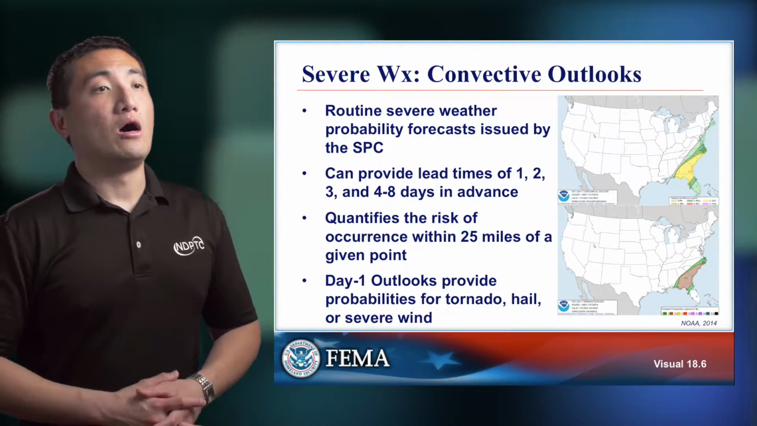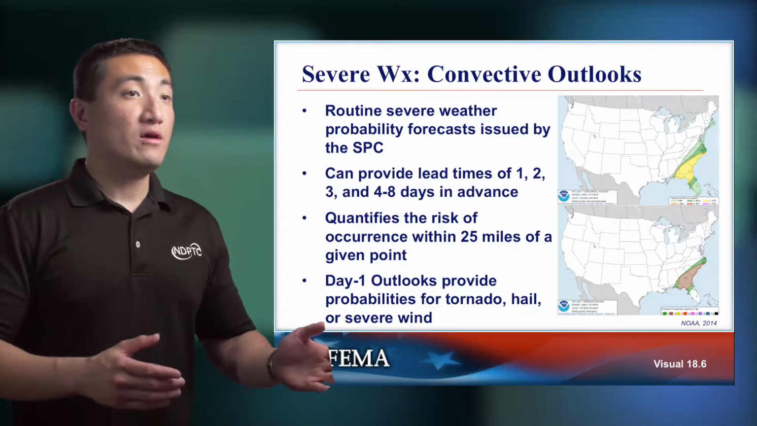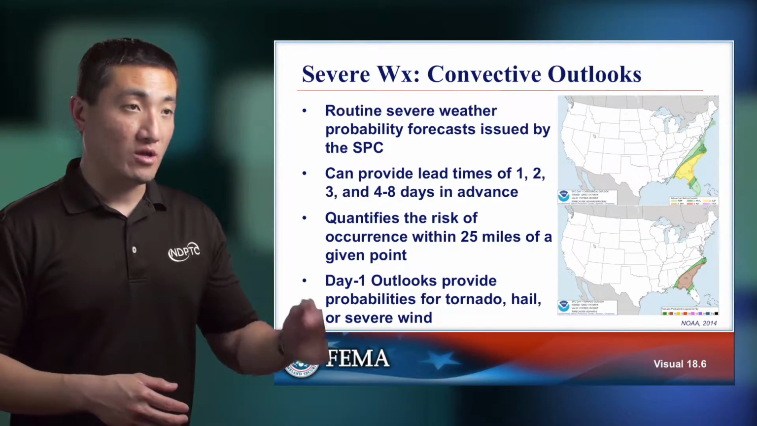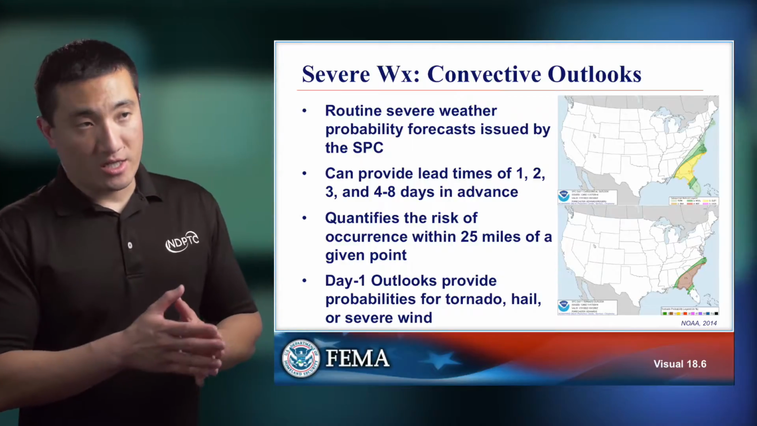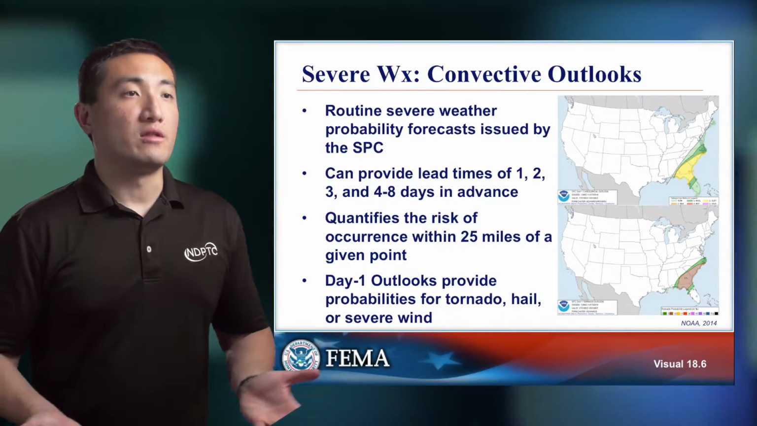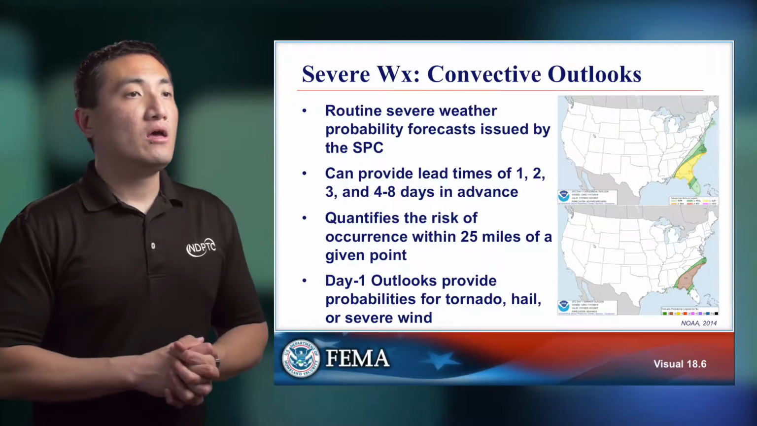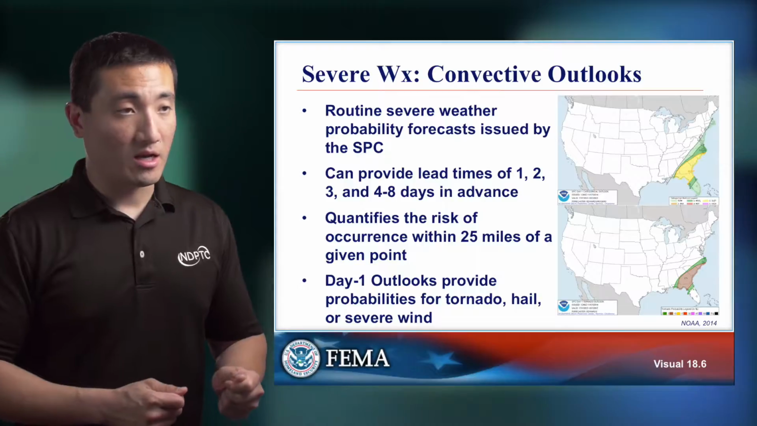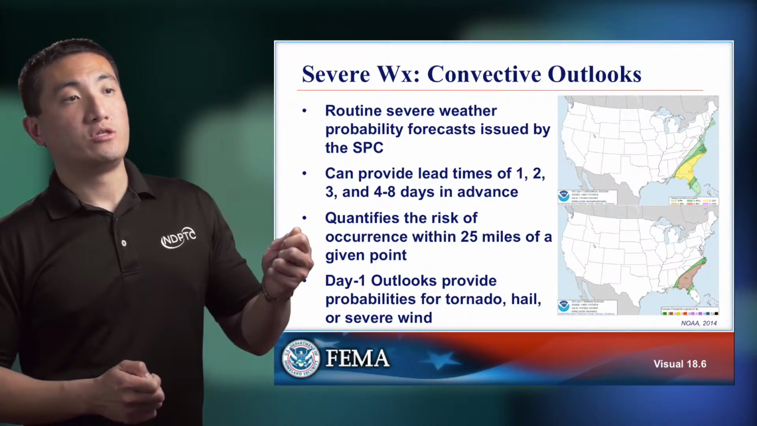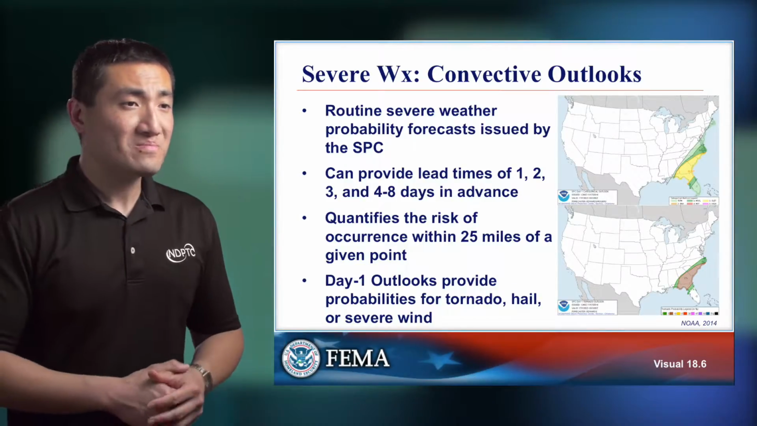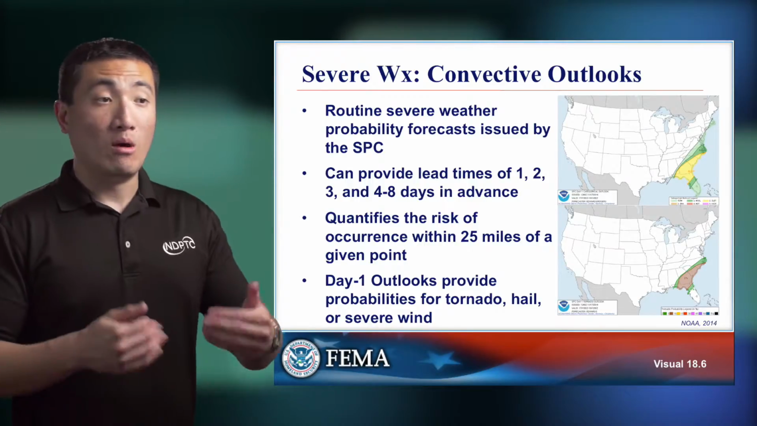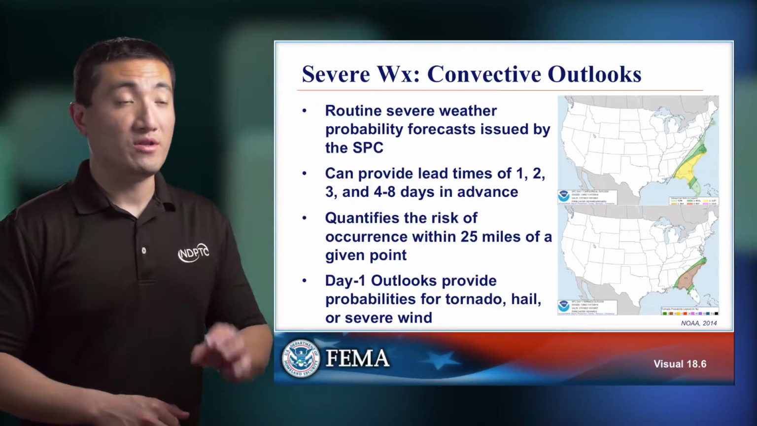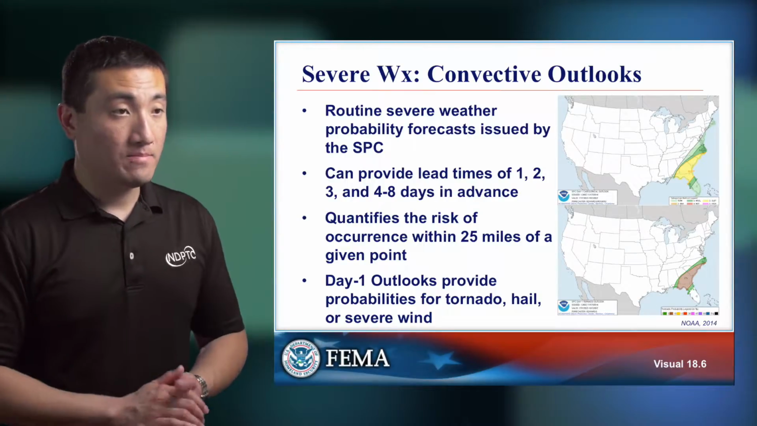It can be severe weather in general, or it can be about tornadoes, severe hail, or severe straight-line winds. It can provide lead times from 1 to 8 days, with individual categories being posted for day 1, 2, and 3, but then days 4 to 8, it's considered more broadly, given the greater lead time. It quantifies the risk of occurrence within 25 miles of a given point, depending on whether we're talking about severe wind or tornadoes. Day 1 outlooks provide the most specific probabilities for tornado, hail, and severe wind. So there are individual probability products for that.